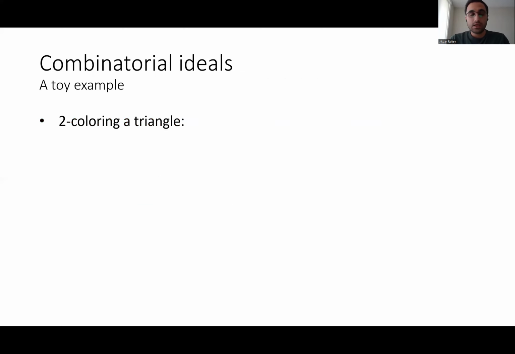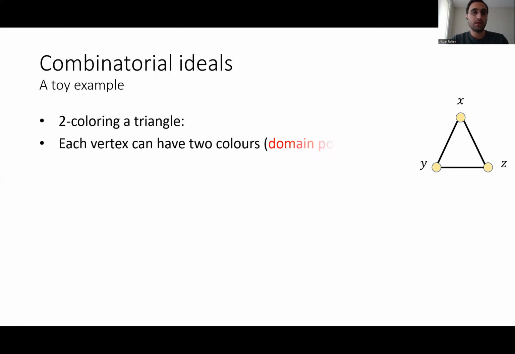Let's see a toy example here. Let's say we are interested in two-coloring of a triangle, the simple graph x, y, z, and without loss of generality, let's say the colors are 0 and 1. We want every vertex to be colored by 0 or 1. So we have these domain polynomials, for instance x times x minus 1 equals 0, which says that x must be 0 or 1. The same goes for y and for z.